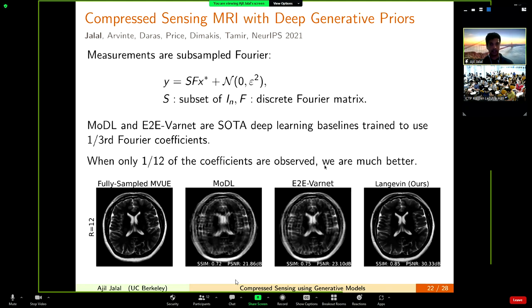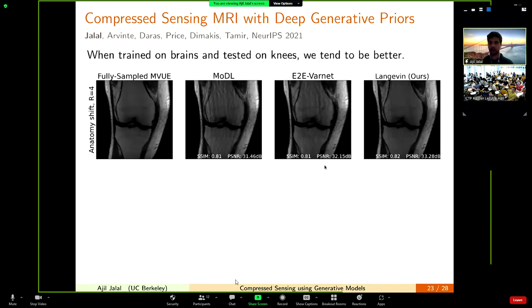And another interesting thing we observed is that if you train all of these models on brain scans and you test them on a similar compressed sensing problem, but with knee scans, these algorithms don't break completely. And we find that Langevin tends to be a little bit more robust. So in this case, you get 1/4 of the Fourier coefficients of this knee scan. And again, the left column shows the ground truth that a radiologist would like to see. It's the gold standard. And the next two columns are the end-to-end deep learning baselines, which seem to introduce much more artifacts than Langevin Dynamics. Langevin still has some, you can see some artifacts over here as opposed to here.